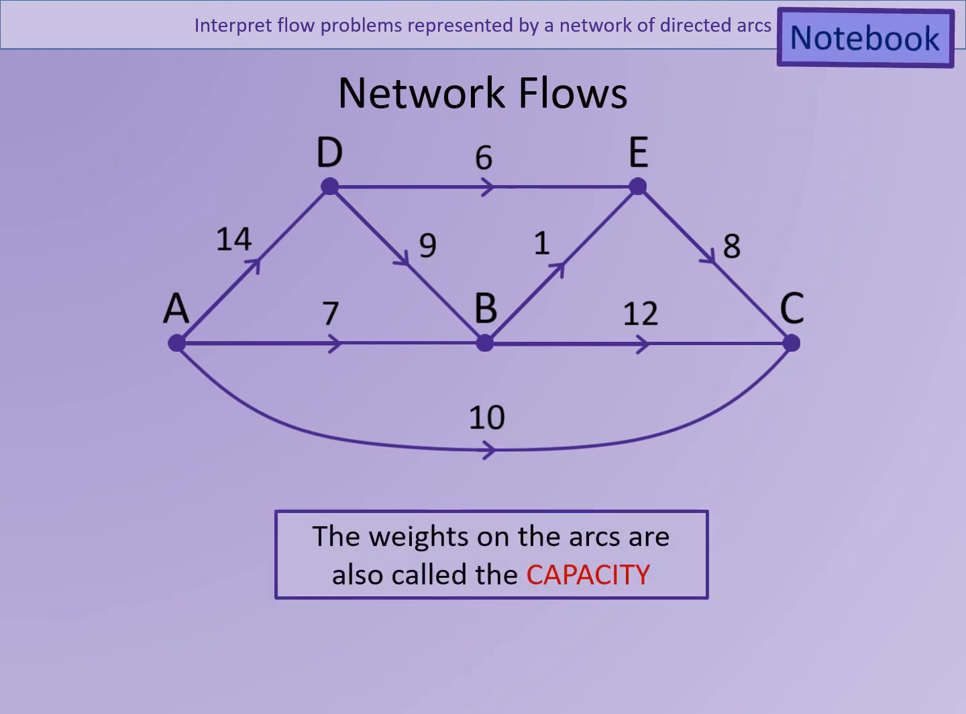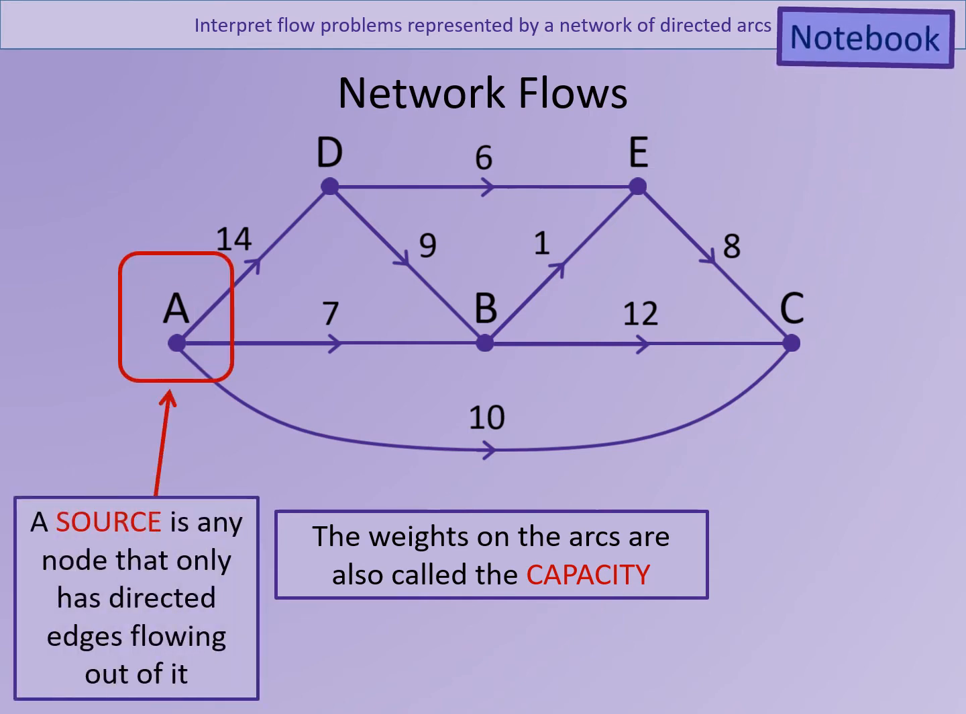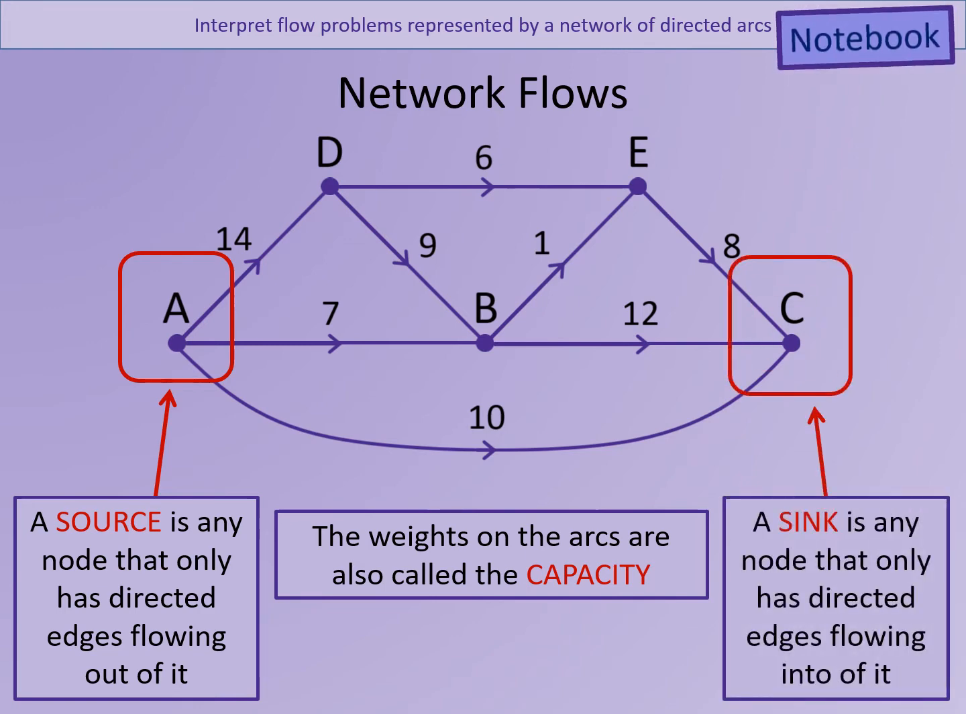Okay, so now for some terminology. The weights on the arcs we are calling capacities. That is the maximum amount that could flow along that arc in a given amount of time. A node that only has arcs travelling away from it is called a source. So A is a source because all of the directed edges are travelling away from A. And then similarly, a node that only has directed edges flowing into it is called a sink. So C is an example of a sink.